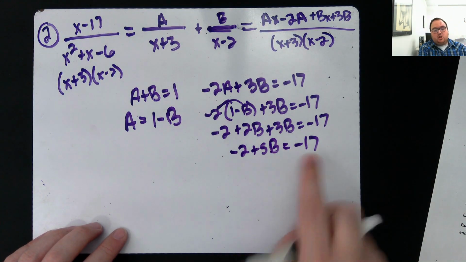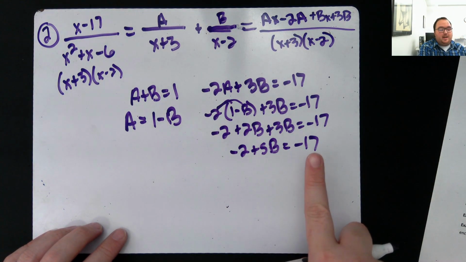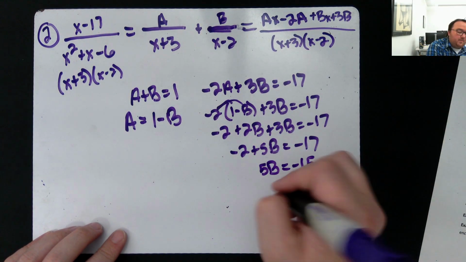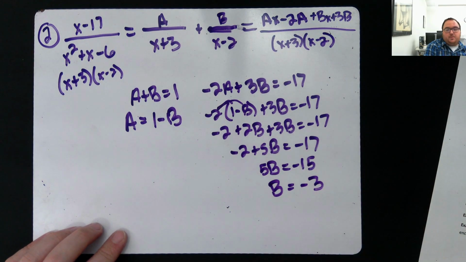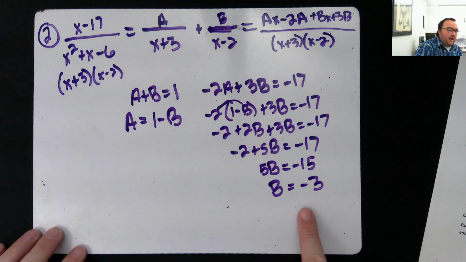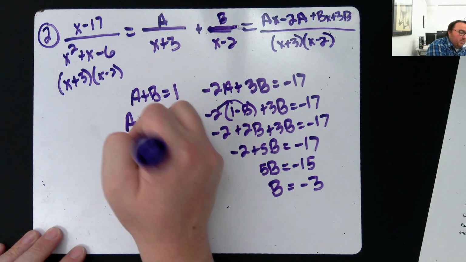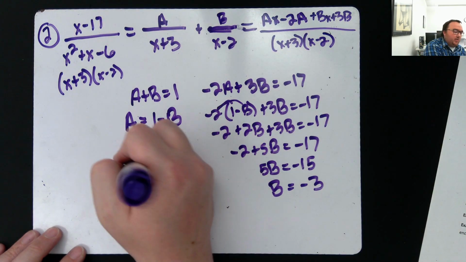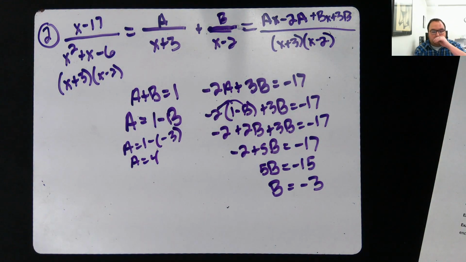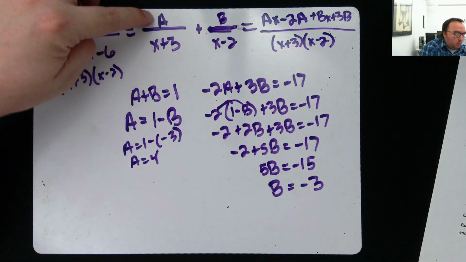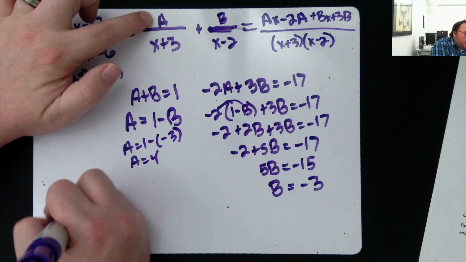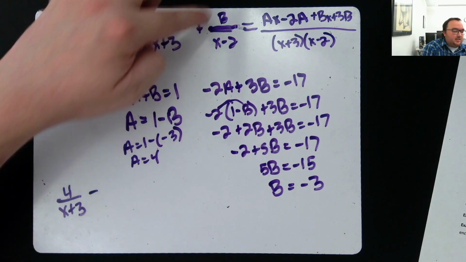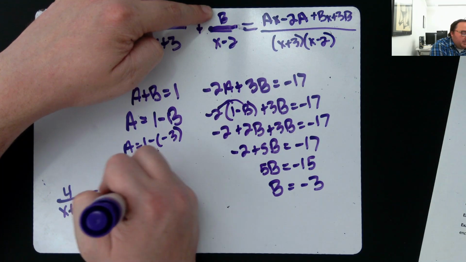Add 2 so that I can solve it for the b. Add 2 and we get negative 15 over here. Divide by 5 and you get b equals negative 3. Plug that in up here. A equals 1 minus negative 3. That's like saying 1 plus 3. So a is equal to 4. So the partial fraction decomposition would be 4 over x plus 3 minus, because of the negative 3, minus 3 over x minus 2.